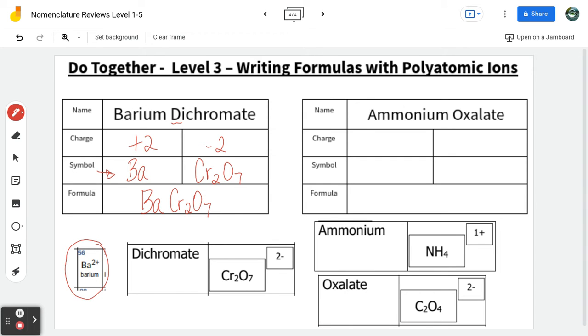The next rule says if they are balanced, you are done. +2, -2 balances. So this one is finished just the way it is. Next one, ammonium oxalate.